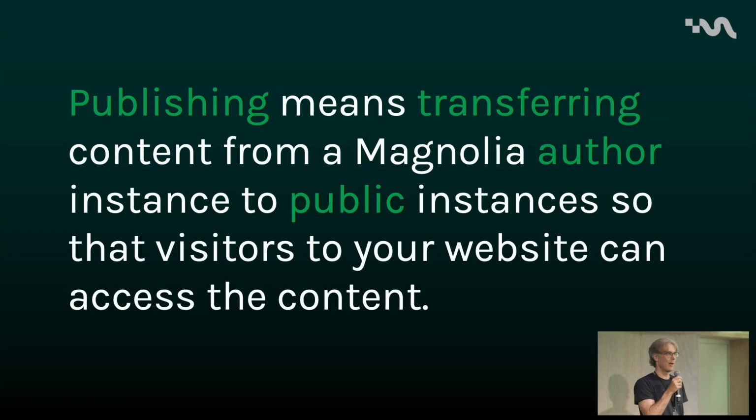Publishing, I just read that off the slide. Publishing means transferring content from a Magnolia author instance to public instances so that visitors to your website can access the content. It's probably trivial, but I want to make sure everybody knows what we're talking about when we say publishing. Publishing is transferring the content that the content author created on the author instance over to the public instances, so it becomes available to the visitors of your website.